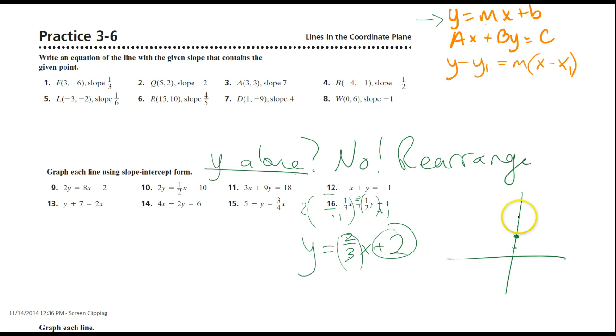3. 1, 2, 1, 2, 3. 1, 2, 1, 2, 3. Sorry, that's a little tilted, but there you go.